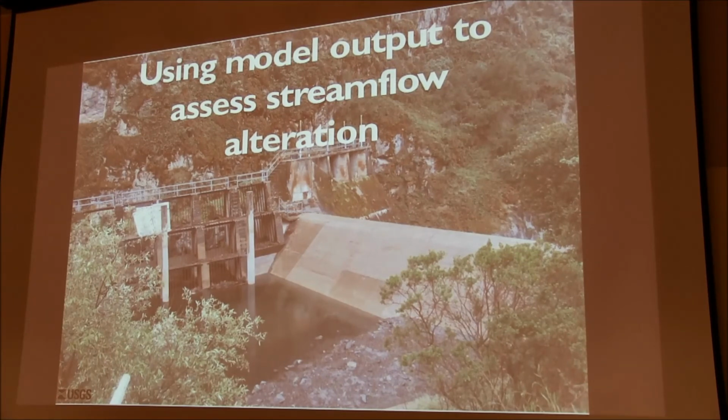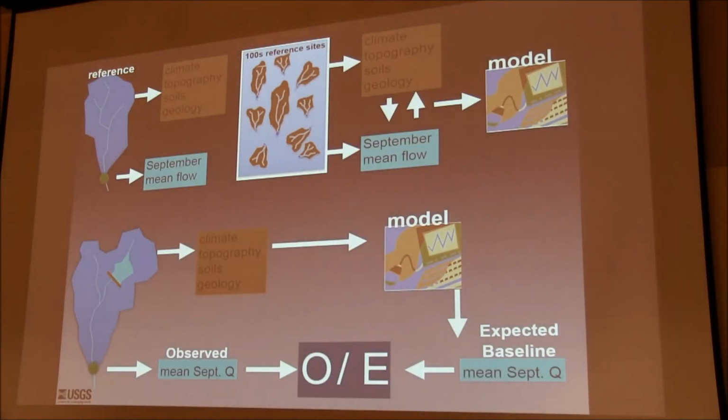streamflow alteration, in the case of a dam or some other plumbing feature. Again, this is a schematic here. On the top, we went through and figured out what our reference is, or expected rather. And then if we look at a watershed that has a dam on it, we figure out what the observed is, and then feed that into the model and come up with an observed over expected.